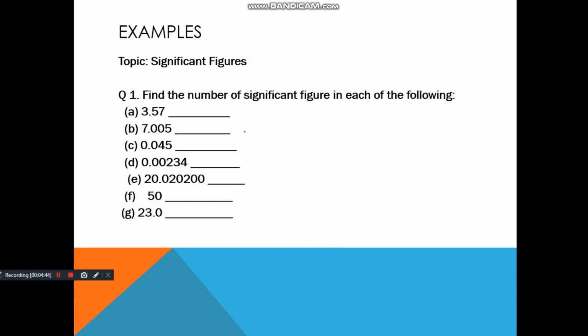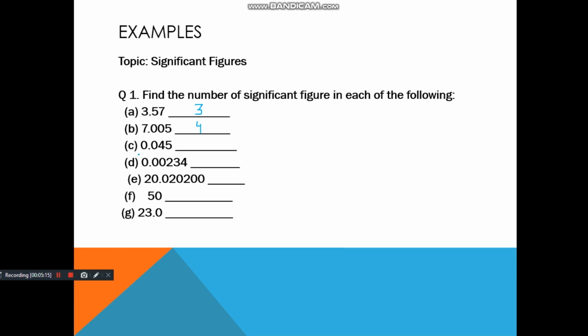Let's do this worksheet now. Find the number of significant figures in each of the following. I hope now all the rules are clear to you. Now this number, 3.57. How many significant figures? 3. You are just going to count from the left side, 1, 2, 3. So your answer is 3. Again, 7.005. Here you are going to count by the second rule, zeros between the non-zero digits. So the answer will be 4.